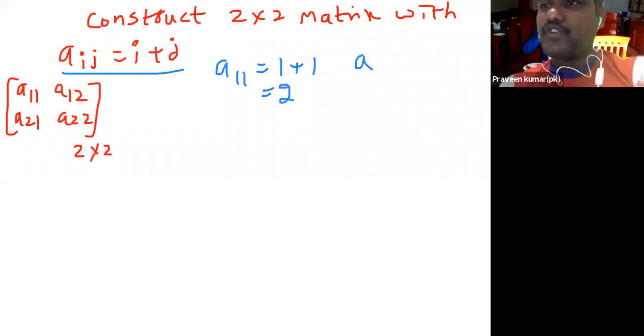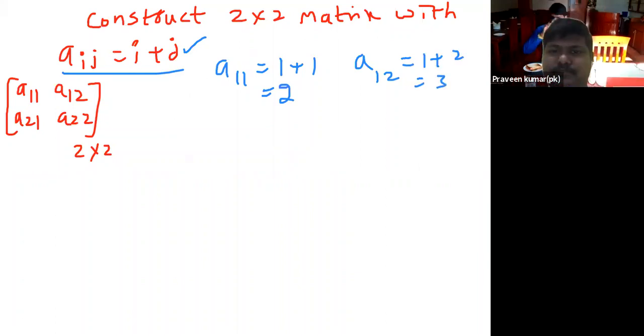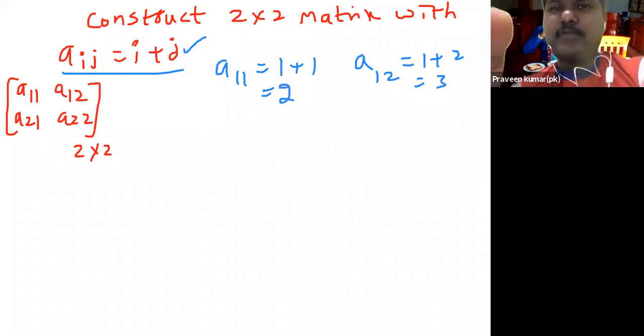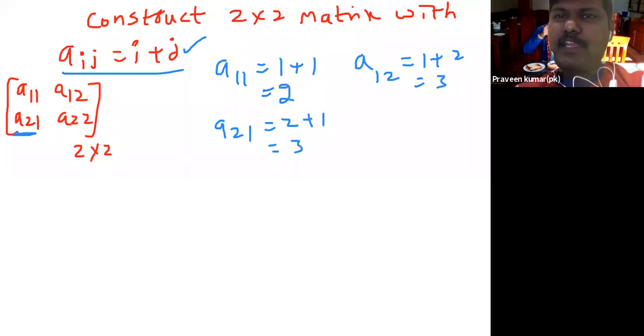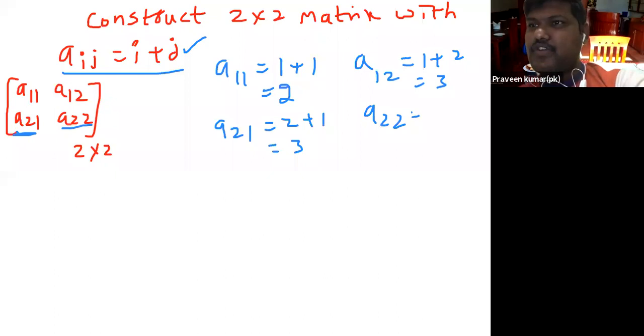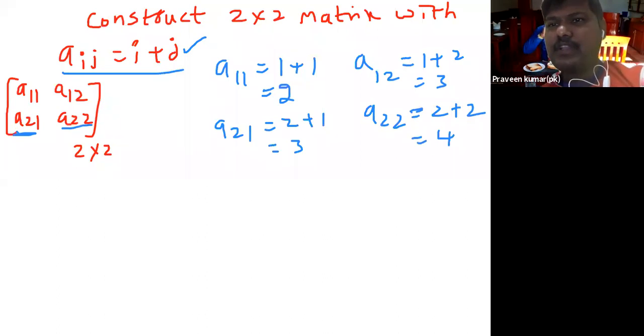Next second element. What is the second element? A12. Aij means i plus j. A12 means 1 plus 2 how much? 3. Next third element. What is third element? A21. Aij means i plus j. A21 means 2 plus 1. What is 2 plus 1 value? 3. What is the last element? A22. Aij means i plus j. A22 means 2 plus 2. What is 2 plus 2 value? 4. Then what is the matrix? 2, 3, 3, 4.